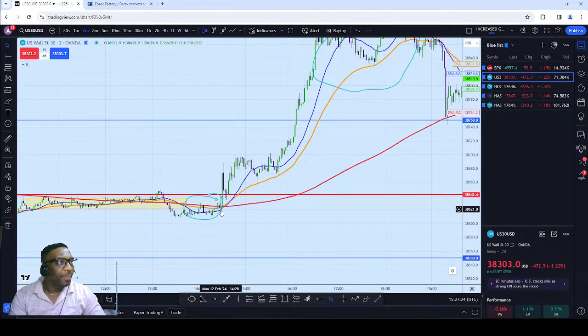So over here we can see price got above the moving average here. It got above the moving average here with some power. That's when the market opened.